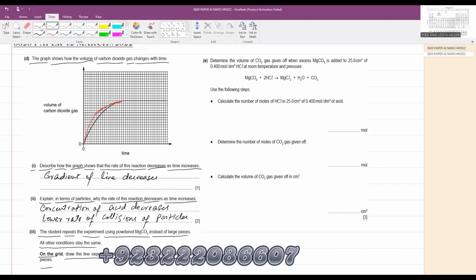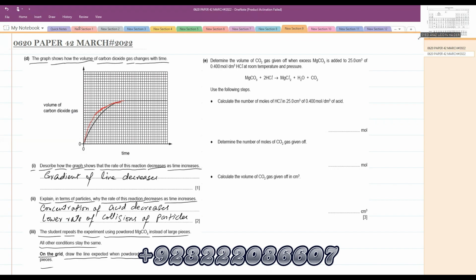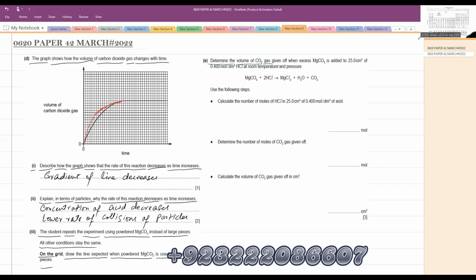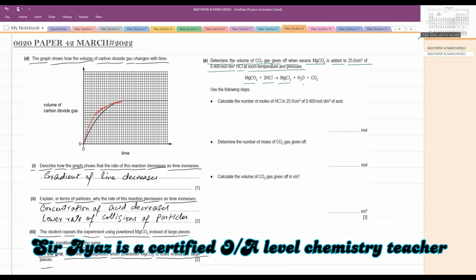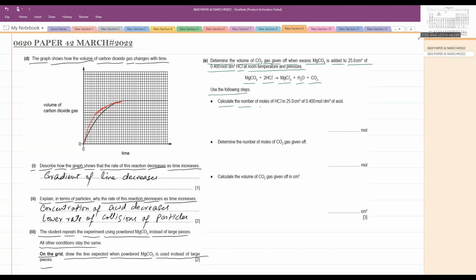Part E. Determine the volume of CO2 gas given off when excess MgCO3 is added to 25 cm³ of 0.4 mol per dm³ HCl at room temperature and pressure. This is the reaction: MgCO3 plus 2HCl gives MgCl2 plus H2O plus CO2. Use the following steps. Calculate the number of moles of HCl in 25 cm³ of 0.4 mol per dm³ acid. According to the information given in the question, 1000 cm³ contains 0.4 moles of acid.